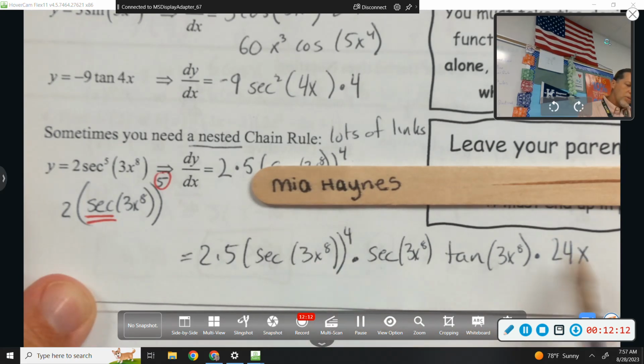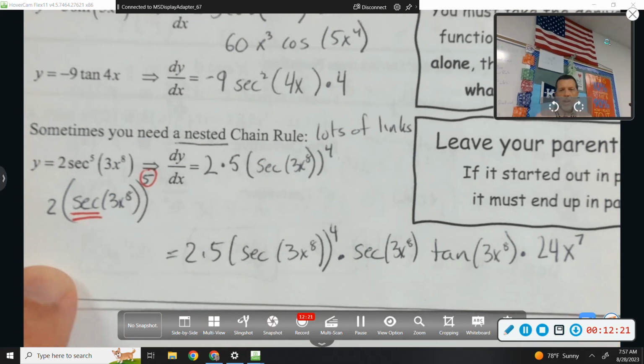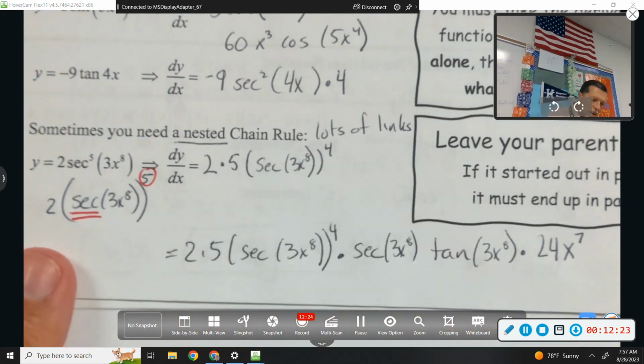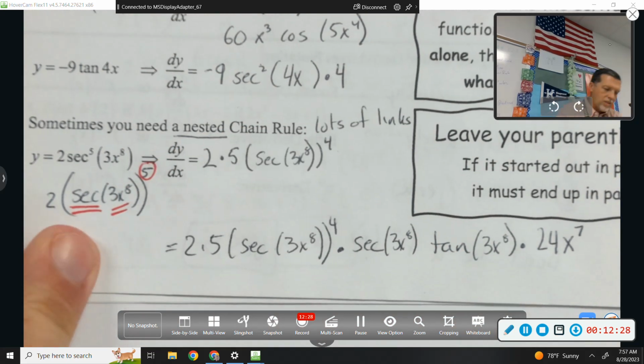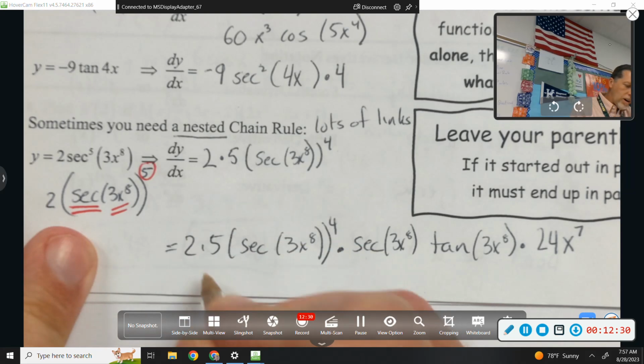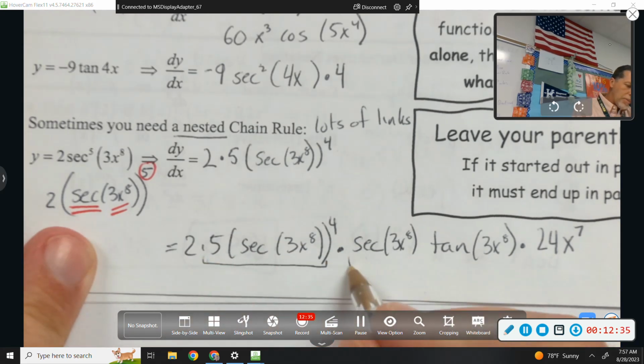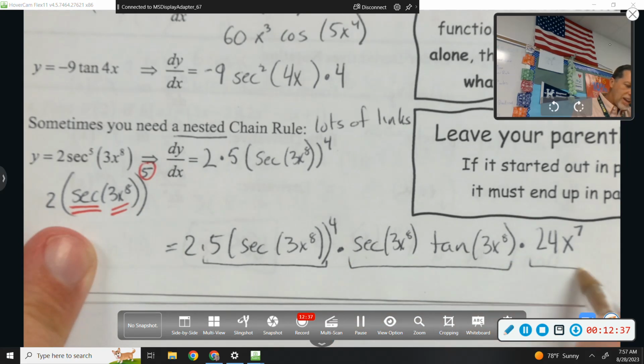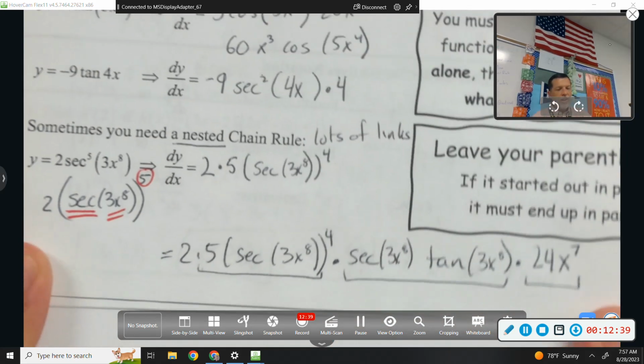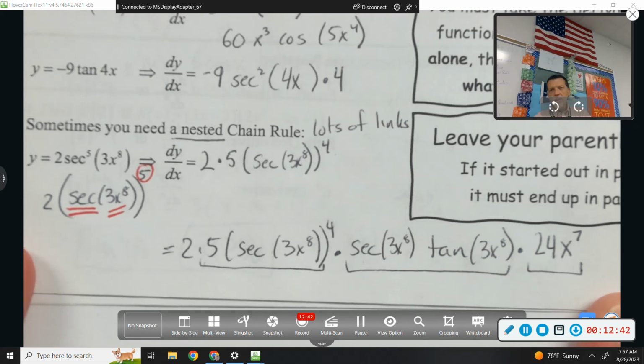8 times 3 is 24. I like that. What do you do with this exponent? 7. Yes. So now we took care of that last piece. That was a harder one because it had 3 pieces to it. Maybe 4 if you want to argue that that constant was one of the pieces. So there's our wrapper, there's our hard candy, and there's the Tootsie Roll. And they are chained together. So outside in, one layer at a time.